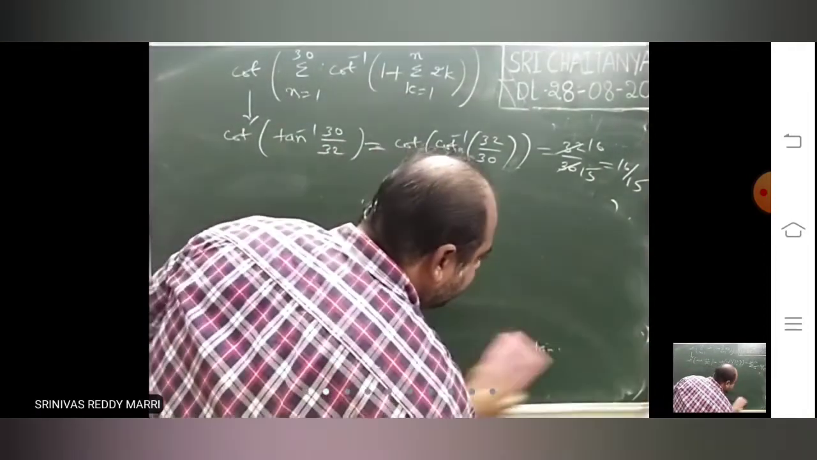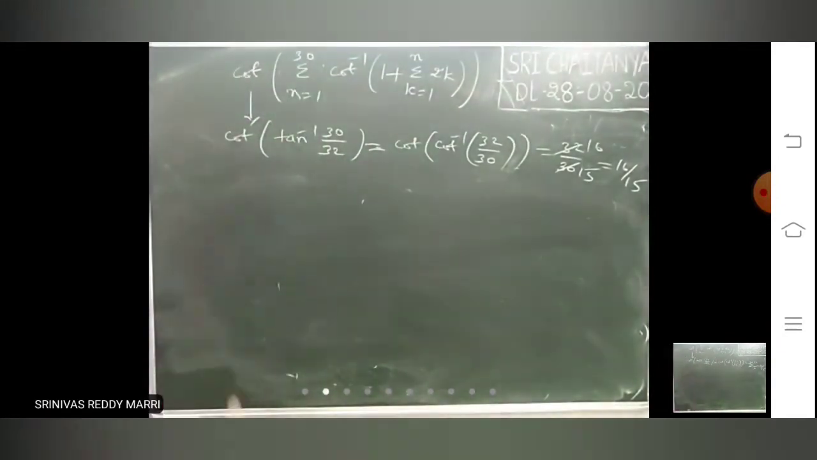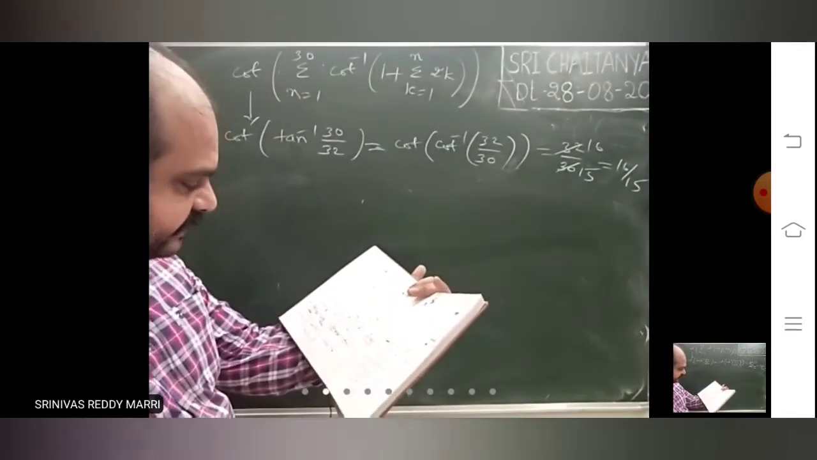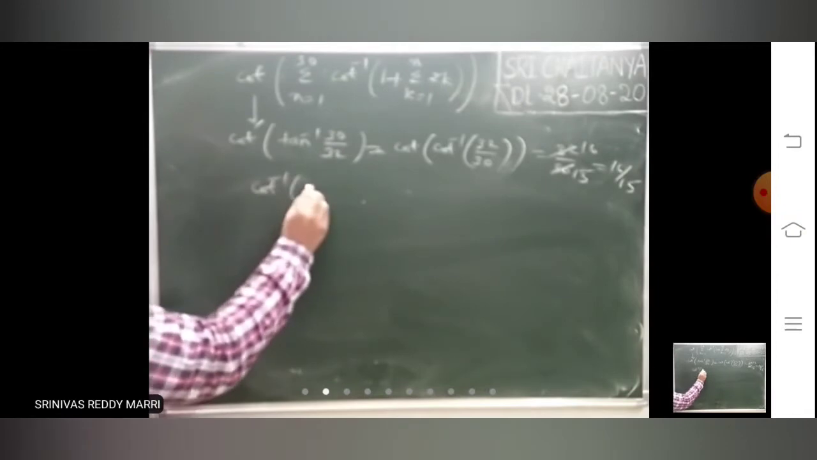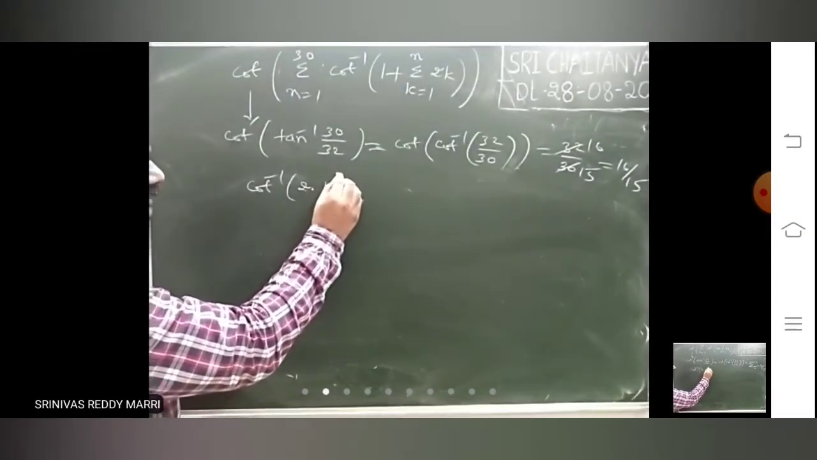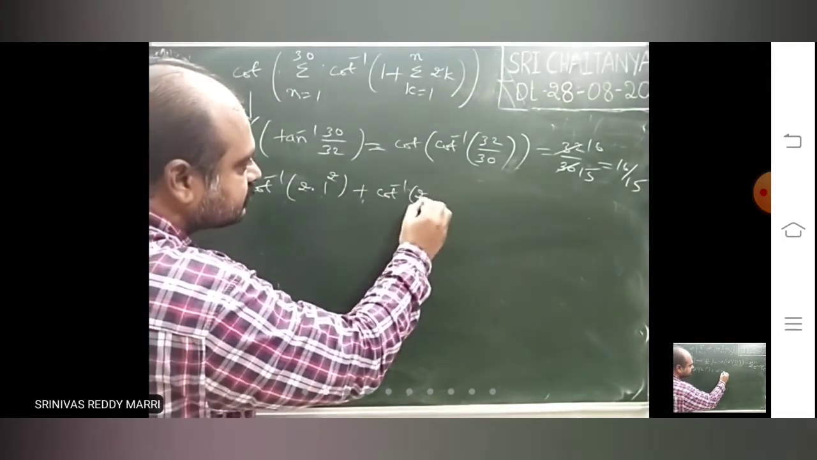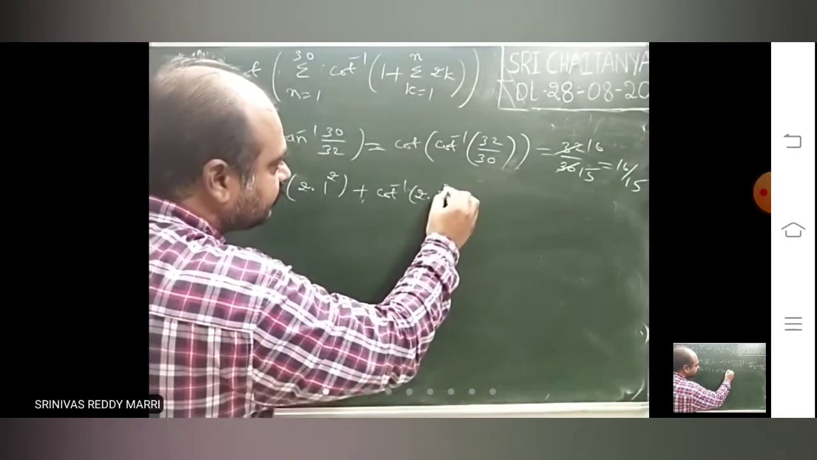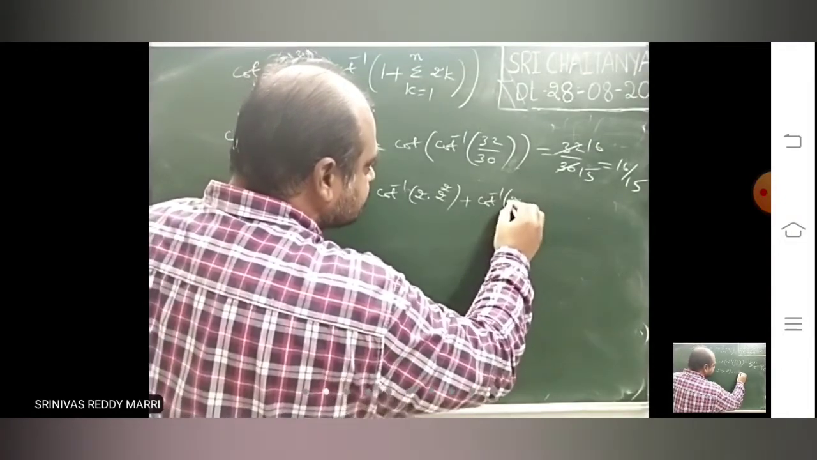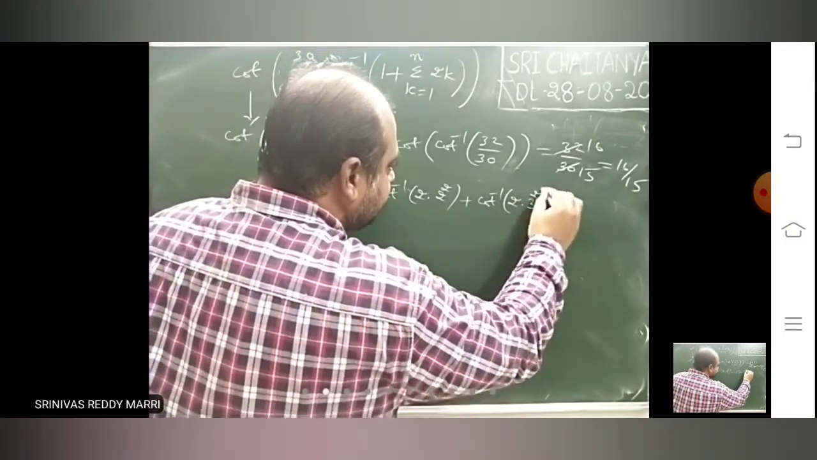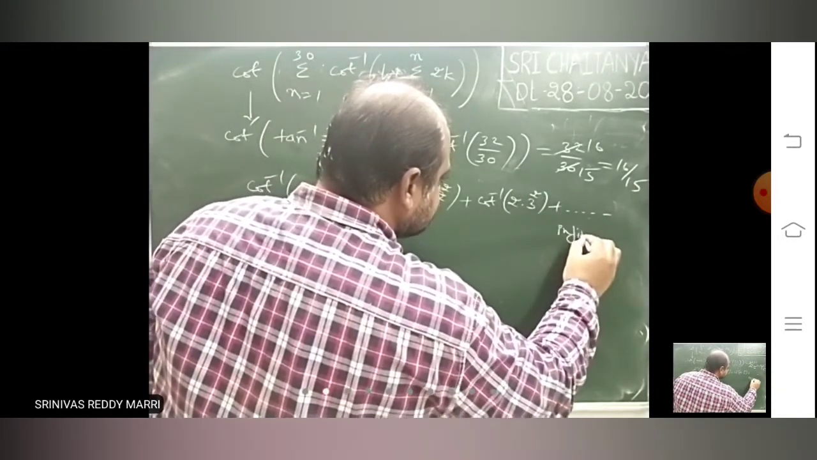In some cases, he will not give sigma. If sigma is given directly, no problem. He will not give in sigma. Look at one model. Suppose he is asking cot inverse of 2 into 1 square, plus cot inverse of 2 into 2 square, plus cot inverse of 2 into 3 square, and so on infinite terms. He is asking the sum of this.